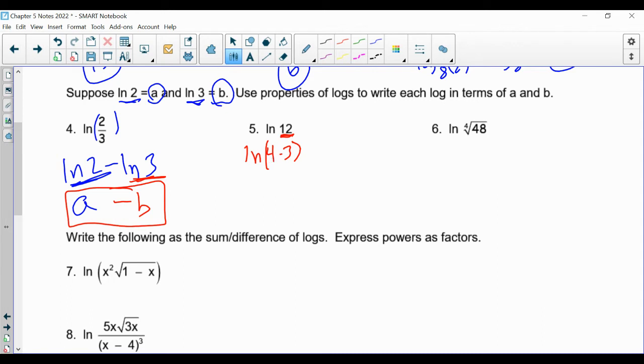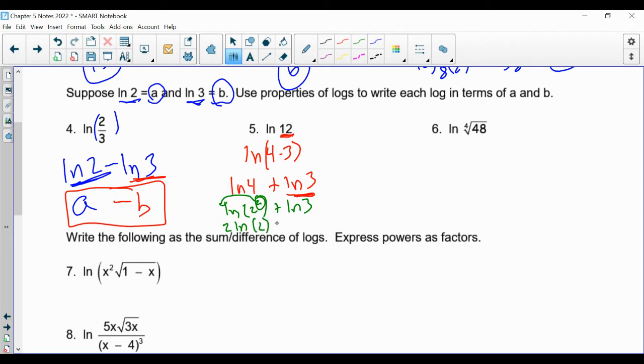And then because I have multiplication here, I can break that up, right? Natural log of 4 plus natural log of 3. And I finally got my natural log of 3, but natural log of 4, it's not 2, right? I need 2 to show up. So then what I'm going to do is say, oh, well, natural log of 4 is 2 squared. And then because this is natural log of 2 squared, I can pull this 2 to the front.